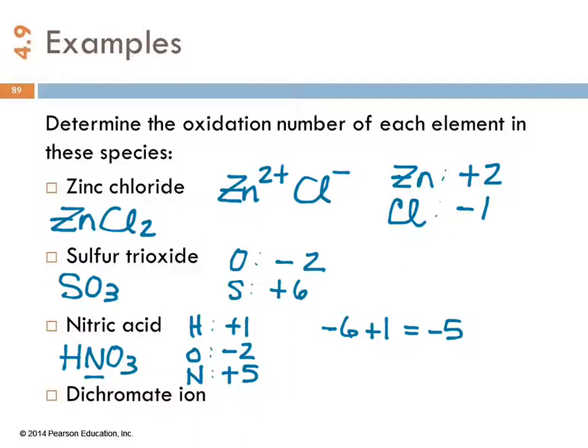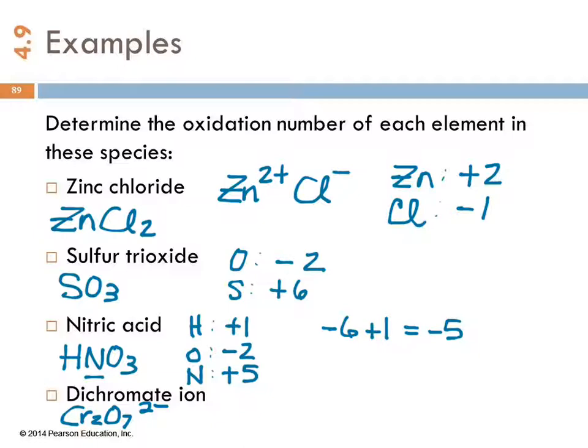How about dichromate ion? Cr2O7. And what's the charge? 2-. Really close. When you're doing things like this, like in the homework and stuff, try to do it without looking it up first. You'll learn more that way. Try to do it without looking it up, and then, yeah, go check it. Make sure you got it right.